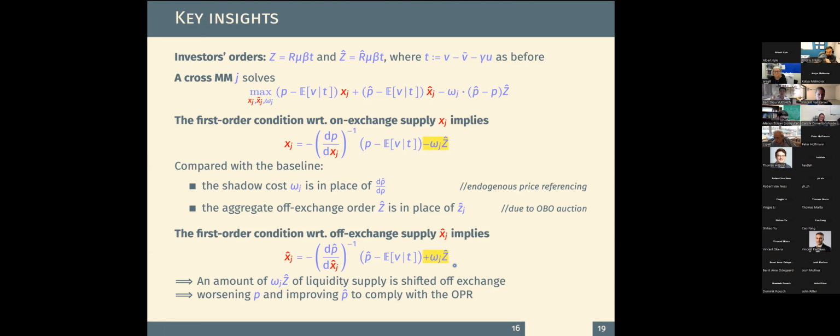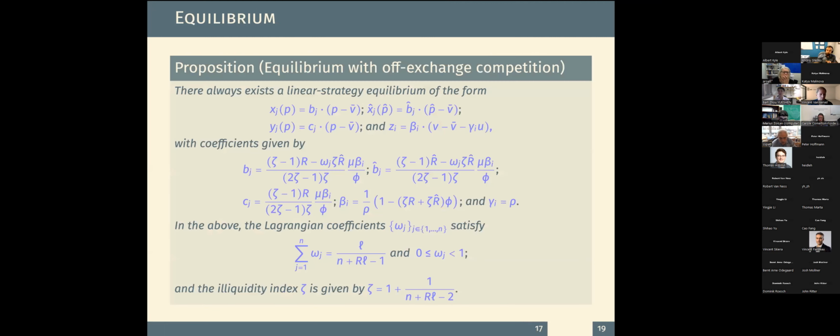So what this tells you is that because of the OPR constraint, the liquidity supply is shifted from on-exchange to off-exchange. The idea is that I reduce my liquidity supply on-exchange to make my on-exchange price worse, while I improve the liquidity supply off-exchange to make my off-exchange price better, so that I can mitigate their gap. I can equate their prices to conform with the order protection rule. That's the idea of the model. It tells us how the equilibrium works by shifting the liquidity from on-exchange to off-exchange. Ugly notations, but basically we characterize the equilibrium.